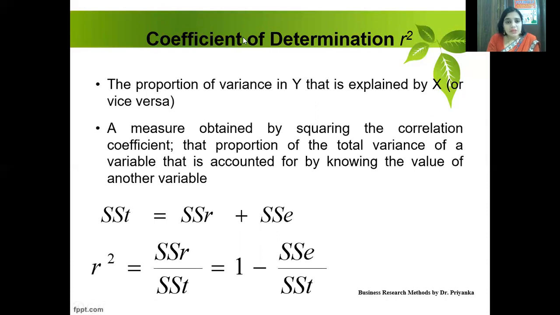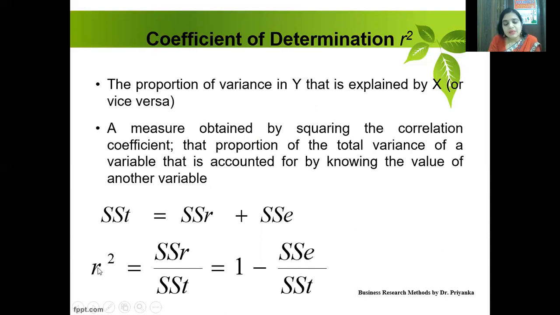Then the coefficient of determination. This is another measure we'll be looking at while calculating anything with the help of regression analysis. The proportion of variance in y that is explained by x is basically the r square, right? This would tell us how much variance is being explained by the equation generated by regression. This is a measure obtained by squaring the correlation coefficient, that proportion of the total variance of a variable that is accounted for by knowing the value of another variable.